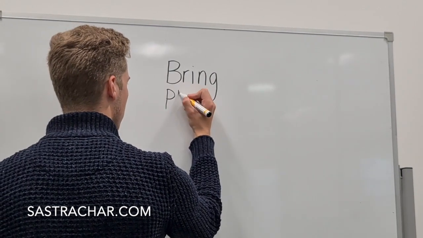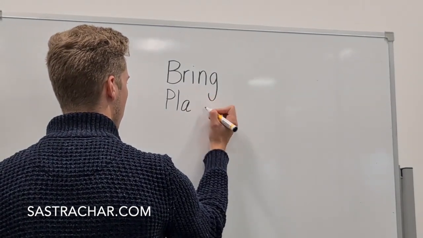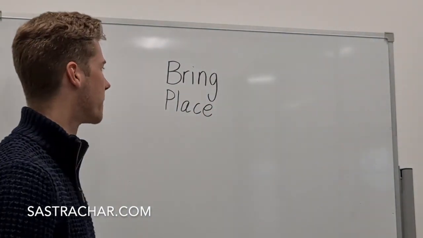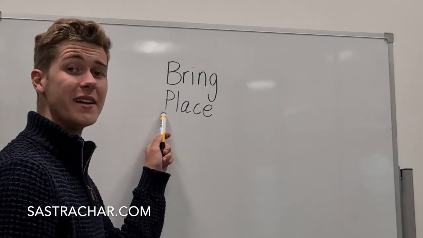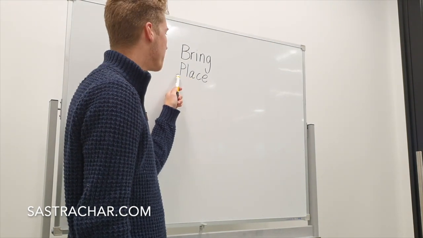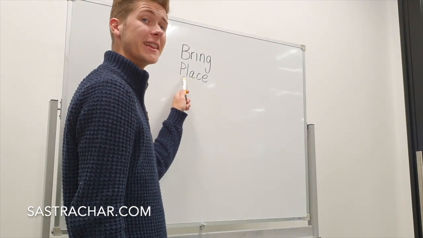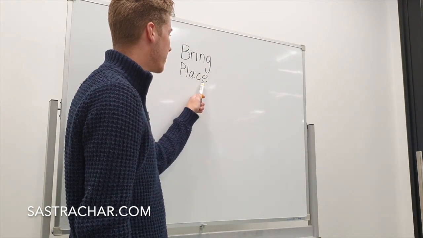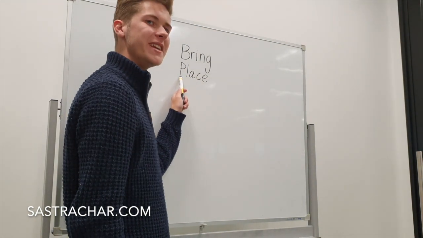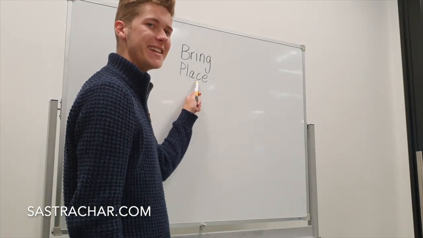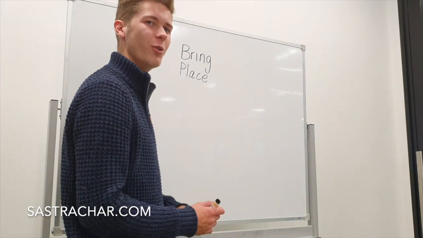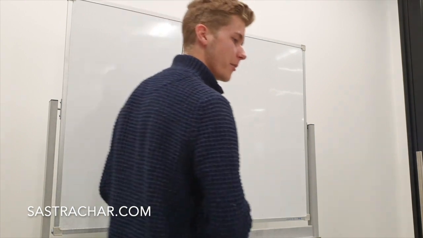P L A C E. Remember the blend at the beginning, the P which goes p and an L which goes l. Pl, pl. And this here, ACE, makes an ace sound. Put them together and it goes place, place, place. Awesome. I'm going to let you guys pronounce this next one.